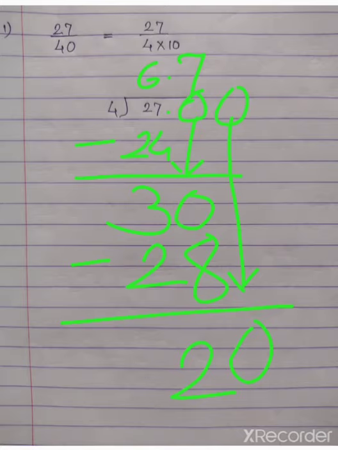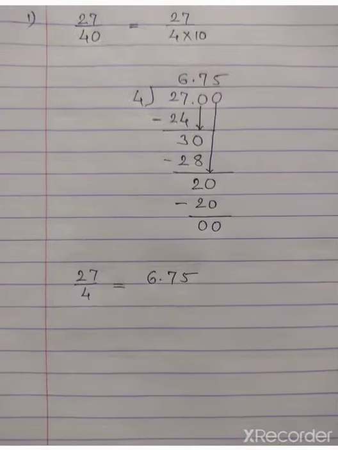So it will become 20. So 4 5s are 20. So here our remainder is now 0. So this is the complete division. So here I write these are the steps, and we solve this for 27 upon 4, which is equal to 6.75. But our question was 27 divided by 40.